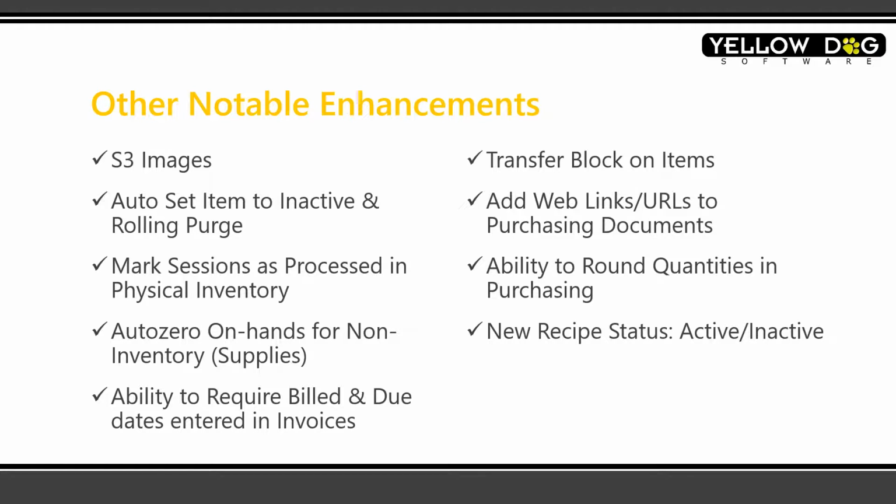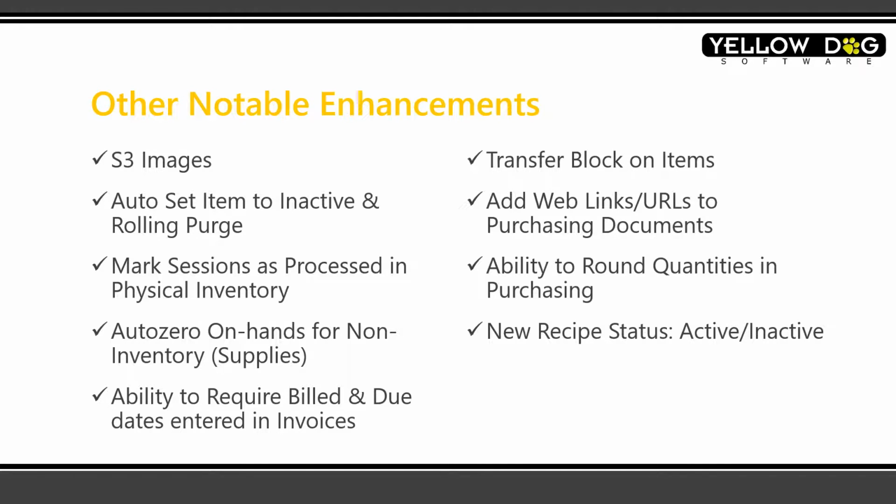You can also mark sessions done for your physical inventory as processed automatically when you commit each physical, so the sessions drop off automatically. There's a new auto zero ability to make your on-hands for non-inventory items be automatically zeroed out. So if you've got a central commissary that also provides supplies, you can have those supplies be auto zeroed each night.